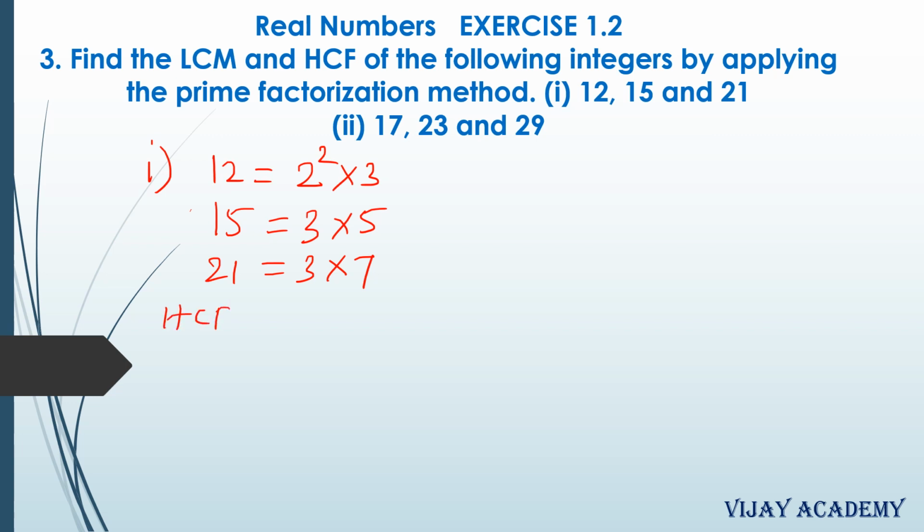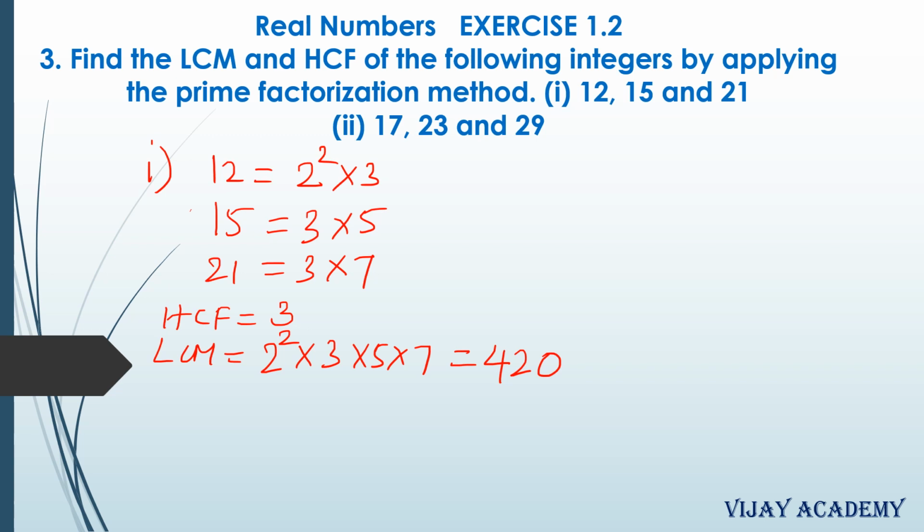Now HCF equals the only common factor. So in this we have only one common factor, 3, with the least power 1. So 3 itself is the answer. Now LCM is the product of all factors. So that is 2 into 3 into 5 into 7. Now the highest power of each of these factors we must write. So in that case we get 2 square here, and all other numbers will remain the same, that is 3, 5 and 7, whose product is 420. Now for three numbers, the relation between HCF and LCM is not applicable. So we need to just find the HCF and LCM in this question.